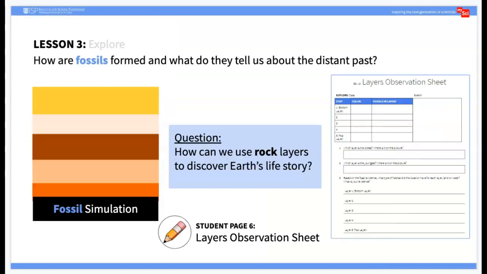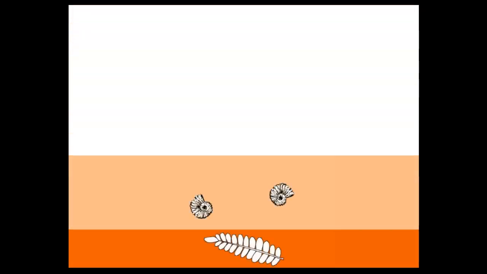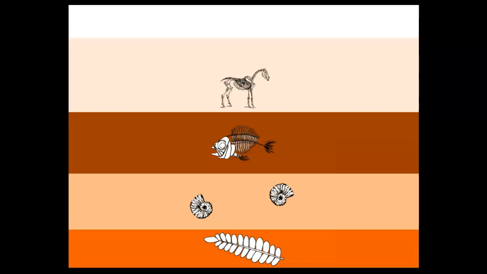In the Explore portion of this lesson, students will consider how we can use fossils to tell us about Earth's distant past. To begin with, they will explore the fossils over time simulation. The simulation should be projected on the board in present mode. With each click, a rock layer is deposited and a fossil is formed within each layer. Students should observe that the oldest rock layers and fossils are found at the bottom of a rock sequence, while the youngest are found at the top, having been formed most recently.